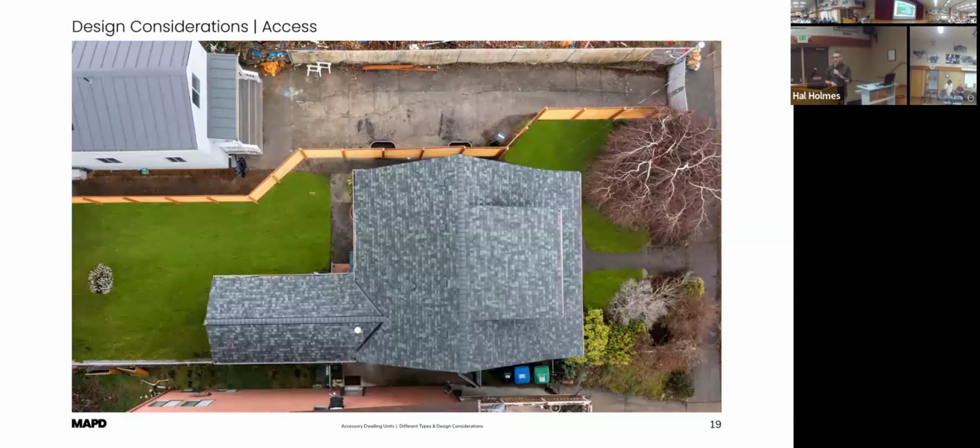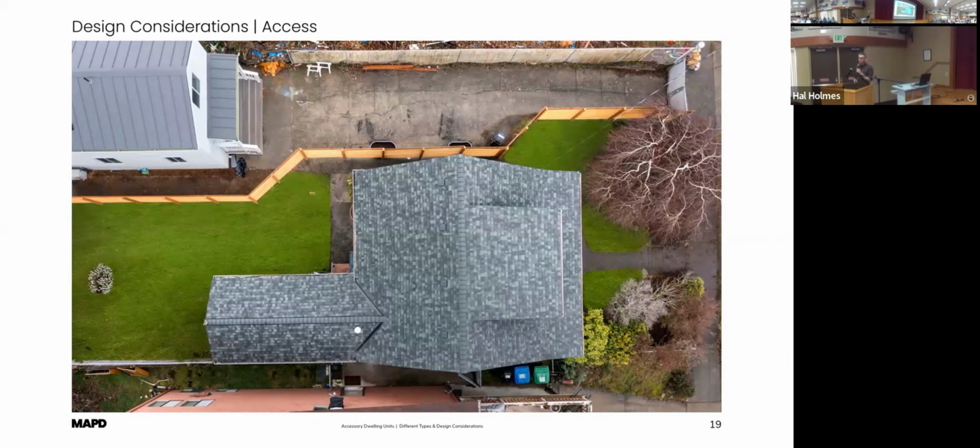We're going to talk a little bit about design considerations. This is just sort of a grab bag. Access is an important one. And a big factor here is what you're using your ADU for. So if you're renting it out, you want to think carefully about how that ADU is accessed relative to how your house is accessed, relative to your yard, relative to parking. These are all kind of big considerations.